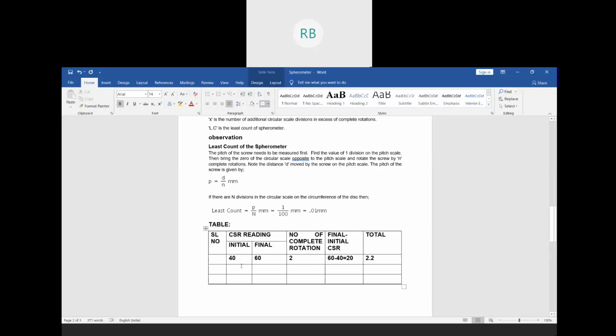Suppose I am giving you another case: the initial reading is ninety, and the complete rotation is 3. Now tell me what will be the final CSR and the total.